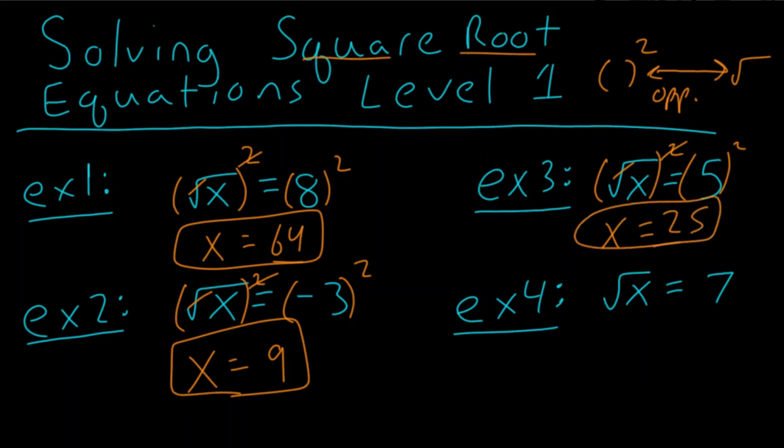Okay, here's example 4. We have the square root of x equals 7. Actually, let's make that a negative 7. That was my intention. Okay, so, to get rid of a square root, what do we do? We square it. We square both sides. Our square root and our square cancel, and x is equal to negative 7 squared, which is negative 7 times negative 7. Well, a negative times a negative is a positive, and 7 times 7 is positive 49.